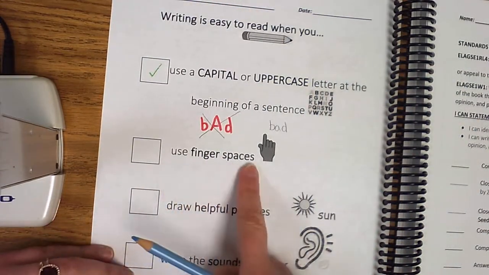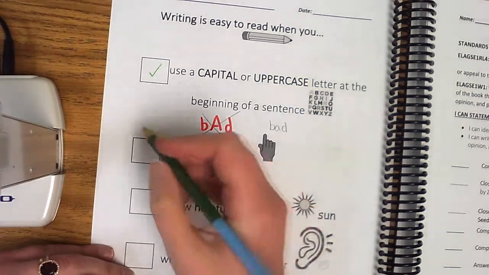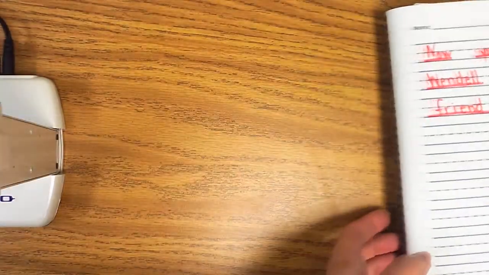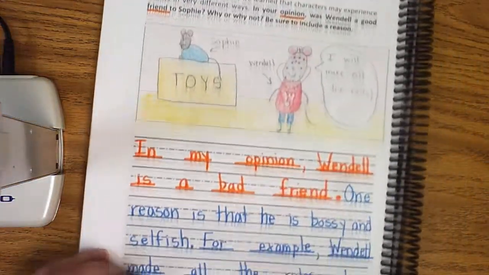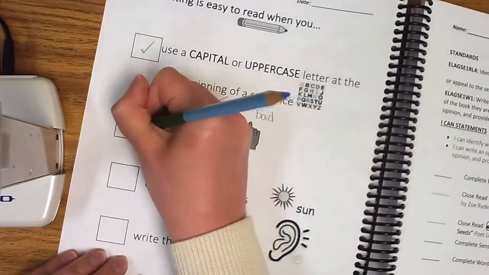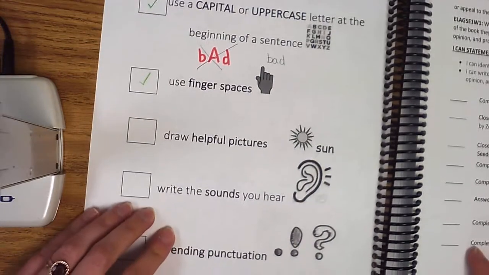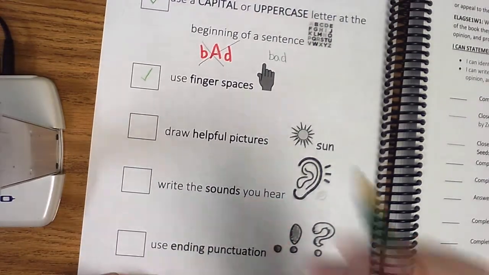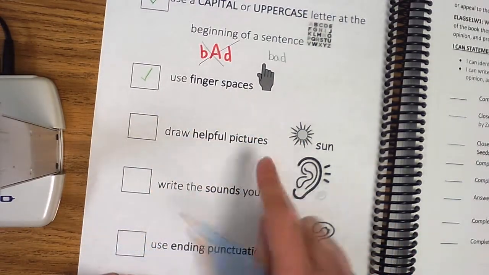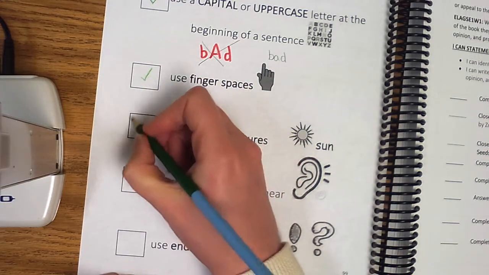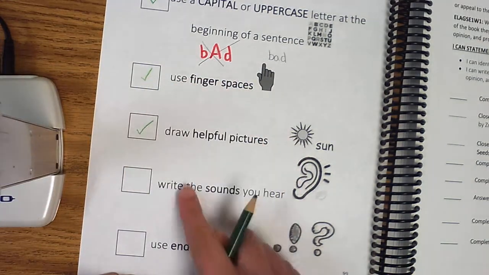You go back and you check your work. Did you use finger spaces? Look at it. Don't just guess. Go back and look. Did I use finger space? If you did, check. Friends, we will dedicate some more time in the next couple of weeks on ways to use this writing checklist. You go through and you check. Did you draw a helpful picture? Yeah, I did. I drew a picture that showed my example. Check.